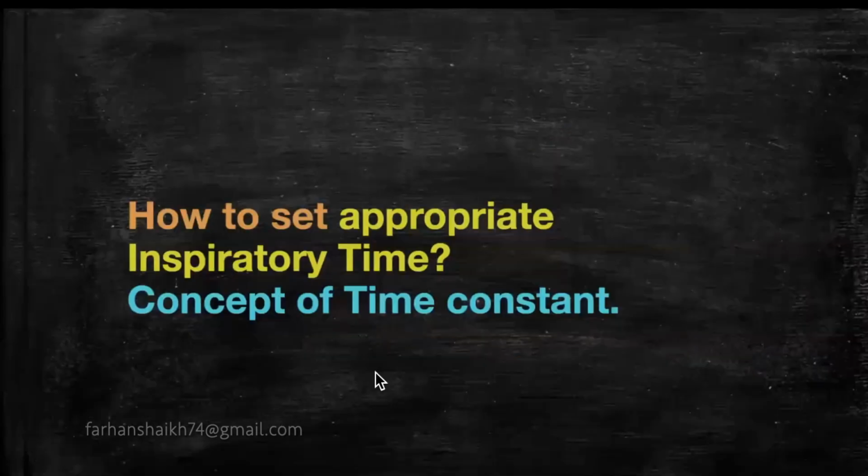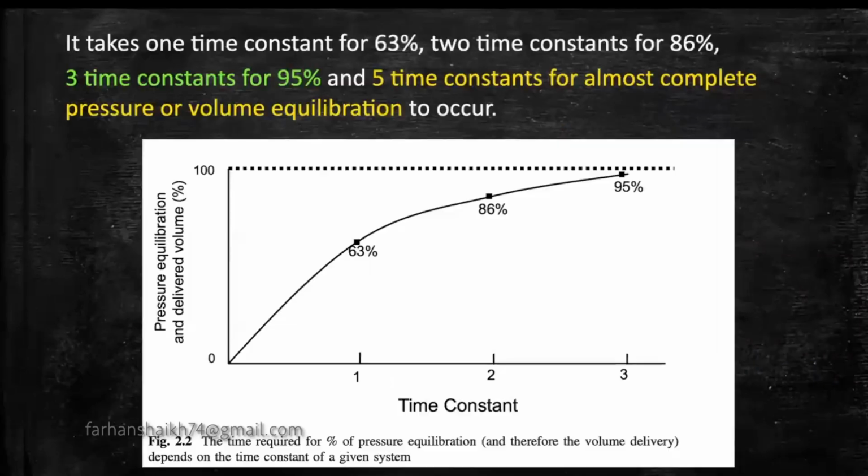Now, how to set appropriate inspiratory time? So we'll discuss the concept of time constant. Time constant is the time which it takes the alveoli to equilibrate with the atmosphere. It takes one time constant for 63%, two time constants for 86% and three time constants for 95% of the alveoli to equilibrate. So generally we set inspiratory time of at least three time constants. Ideally, five time constants will be required for complete equilibration.